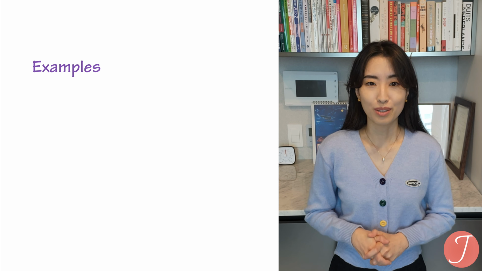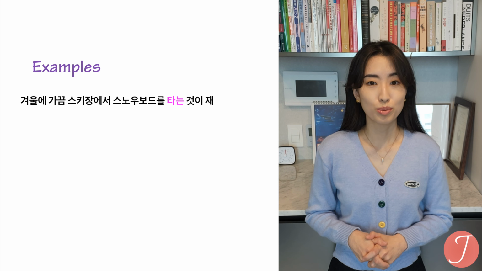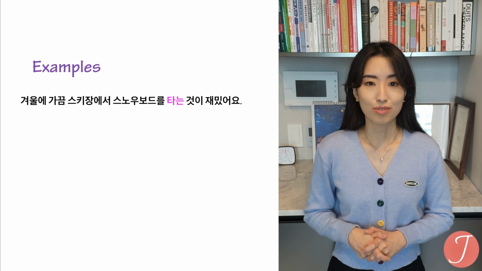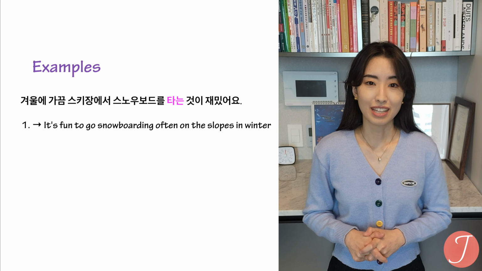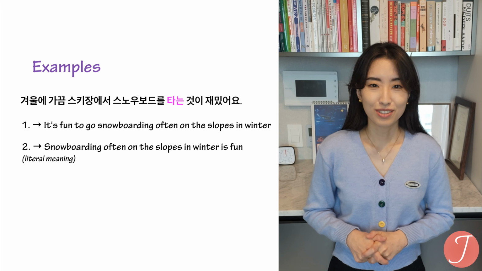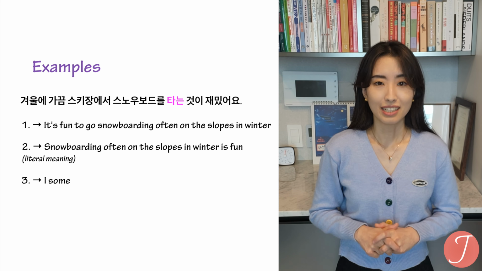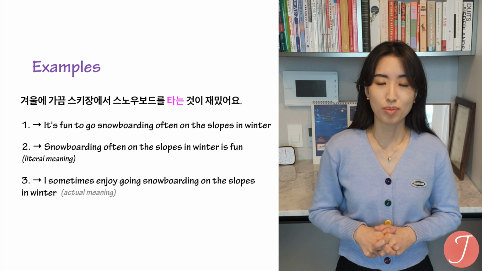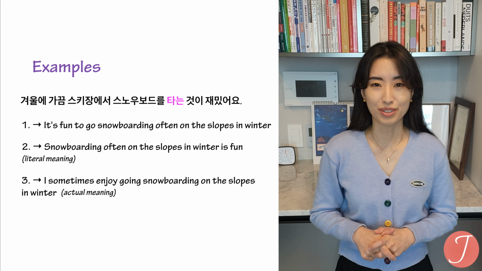You can also make the following sentences. 겨울에 가끔 스키장에서 스노우보드를 타는 것이 재미있어요. Which in English means it's fun to go snowboarding often on the slopes in winter. But when translated, it's actually snowboarding often on the slopes in winter is fun. Actually, the prior translation might be a little awkward. In English, when you say, I sometimes enjoy going snowboarding on the slopes in winter, the Korean expression is probably the closest translation. The ways to communicate in English and Korean are very different, right?